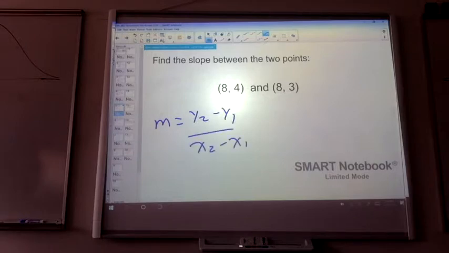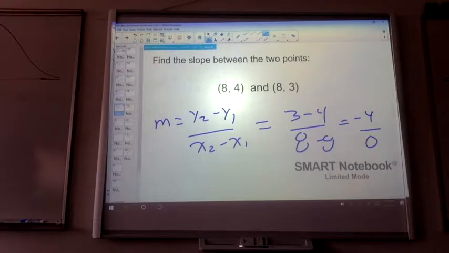Can I say what this one is? What do you get? It's undefined. No. Yes, it is. Silly you. Negative 1. Oh wait, that's negative 1 on top, right? Yeah, that's what I'm talking about. And what's on bottom? 0. So what is the slope? Undefined.